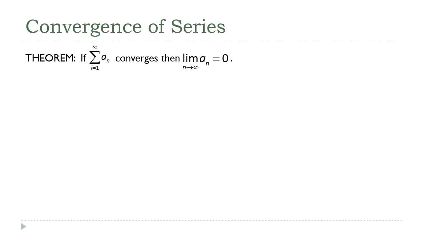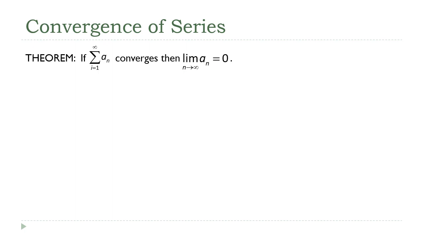In this lecture, we're going to start developing some tools that we can use for determining when a series converges and when it doesn't converge. This theorem starts off by assuming that we have a series that we already know converges. And if that's the case, then the sequence that makes up the individual terms has to have this property: the limit as n goes to infinity of a sub n has to equal 0.